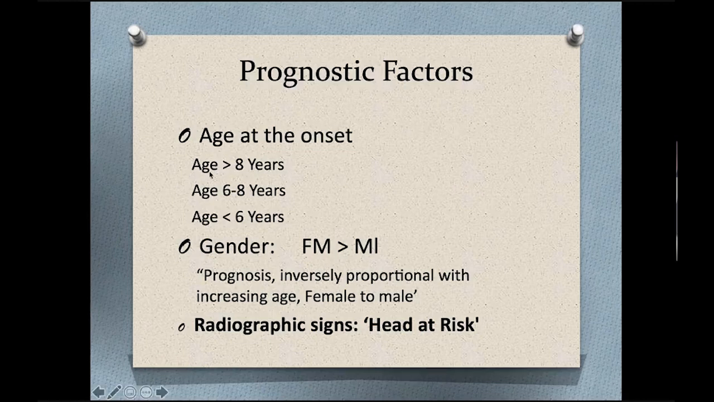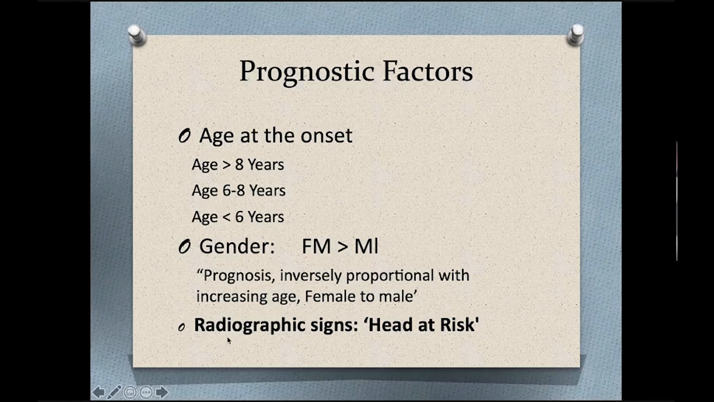So it is said when age is more than 8 years, the prognosis is not good. As the age increases from less than 6 years to 8 years, the prognosis is less. So it means the prognosis is inversely proportional to the increasing age. Similarly, if it appears in females at a late stage, the prognosis is worse than in males. And males have a less good prognosis as compared to females.